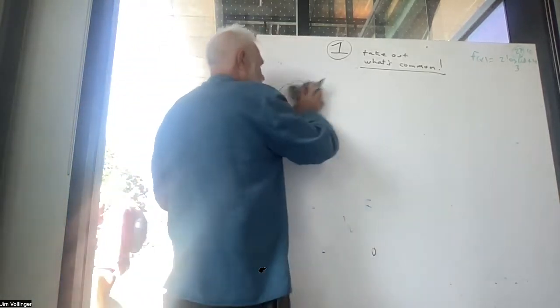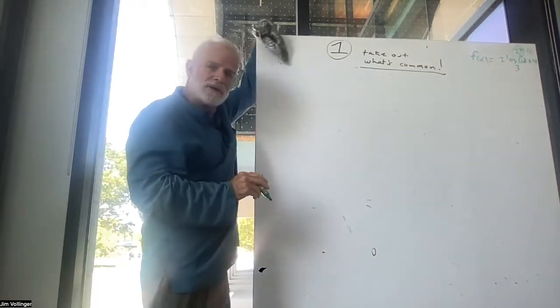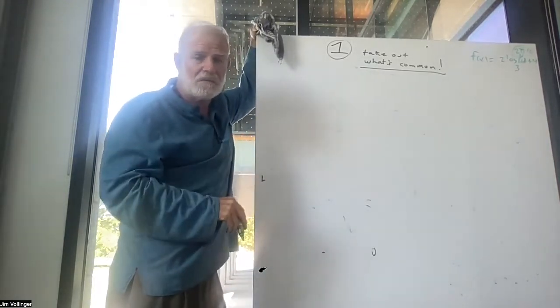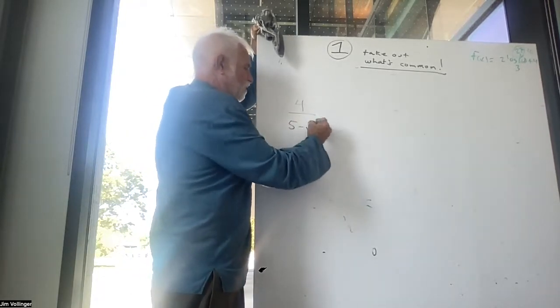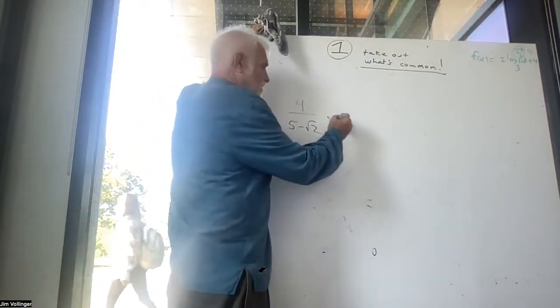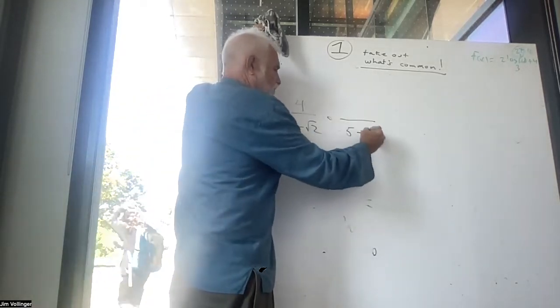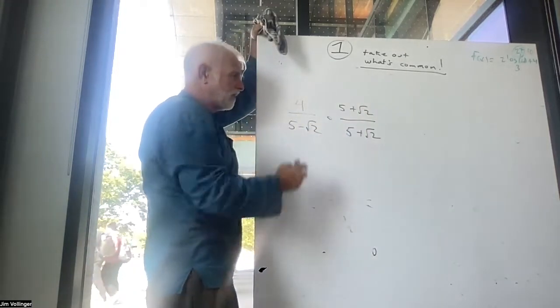But what's in the textbooks and what you might have to take as a standardized test question, maybe to get into a college course, what level? You're going to see things like 4 over 5 minus √2. So what's going to change that? Multiplying by 5 plus √2. So let's go ahead and do that.